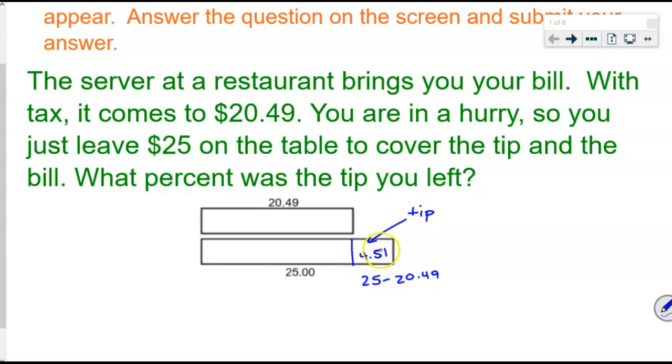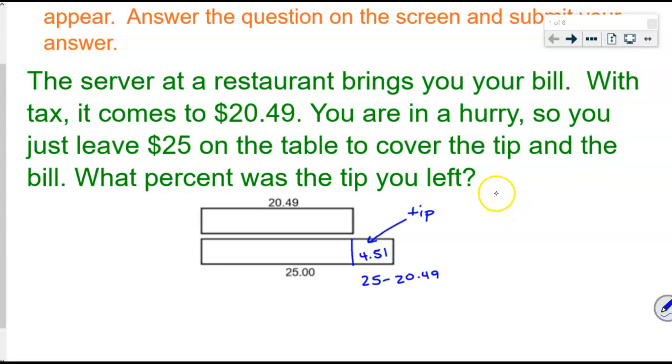Please discuss with your groups so that I can have lots of people willing to share their answer with me. What am I going to compare this tip amount to? Okay, now come back and tell me, what are we going to compare this amount to? Luke.